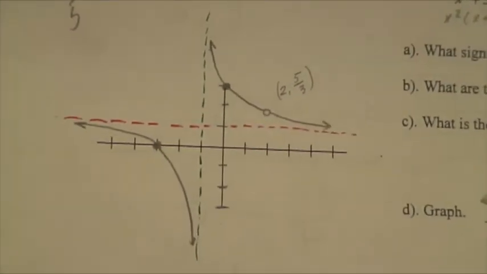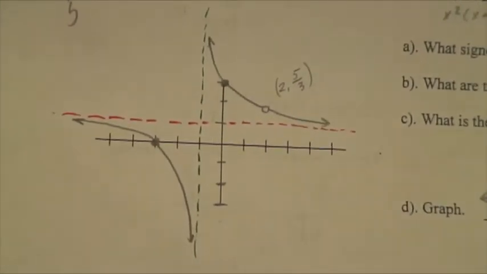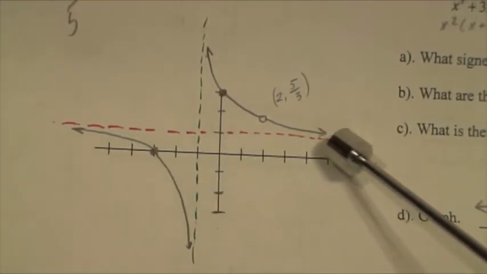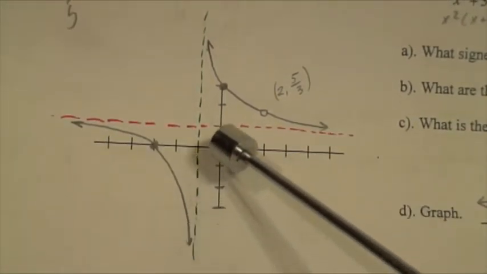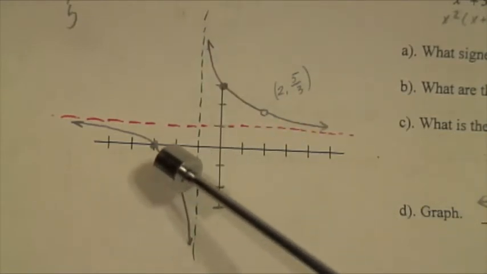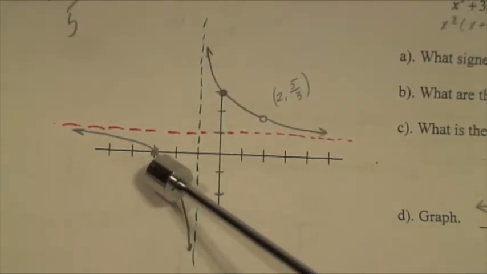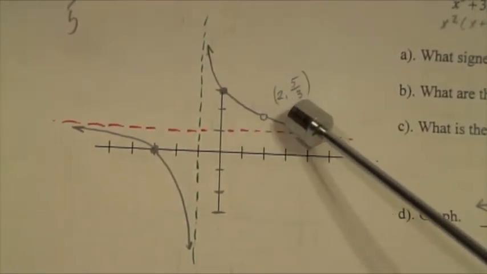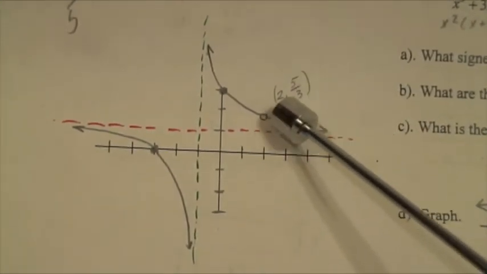Alright, now it's time to graph our function. So we have our horizontal asymptote at y equals 1. We have our vertical asymptote at x equals -1. We have our x-intercept at -3, 0. We have our y-intercept at 0, 3. You also have that hole at 2, 5/3 right there.